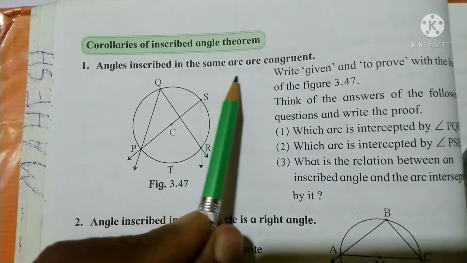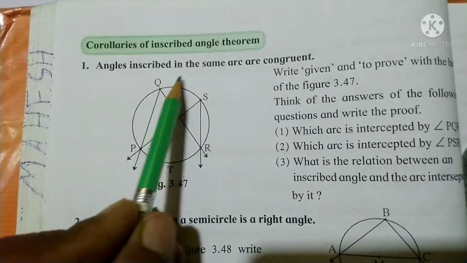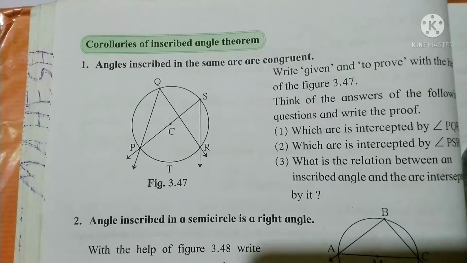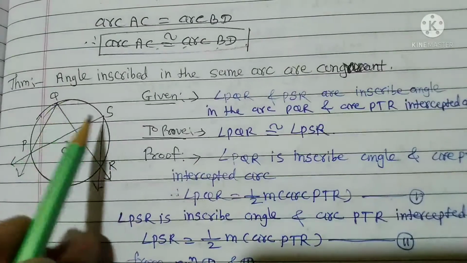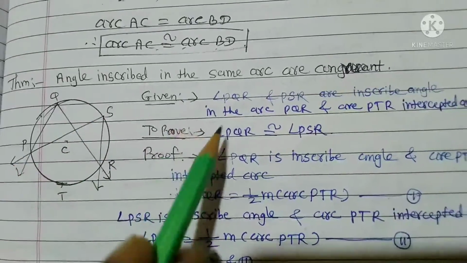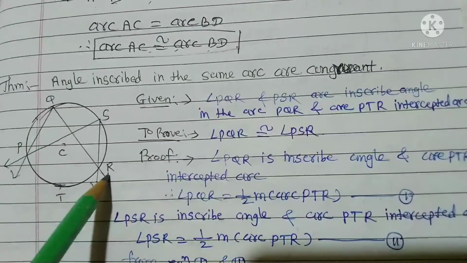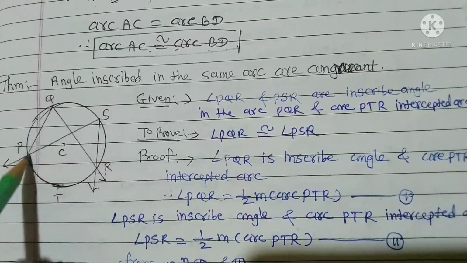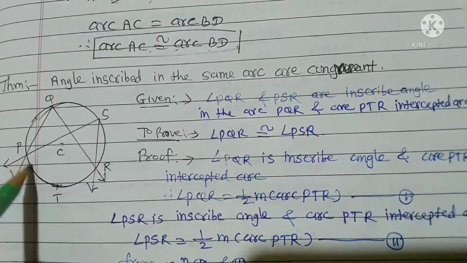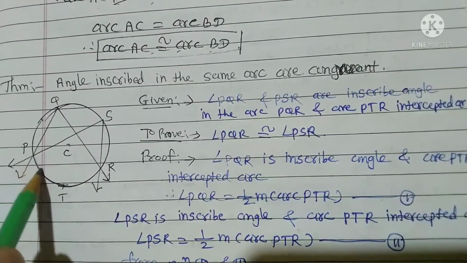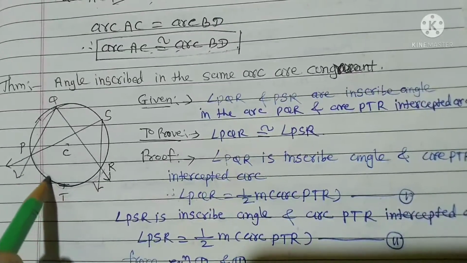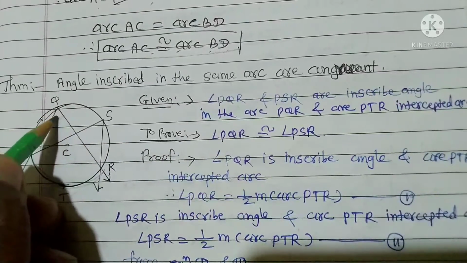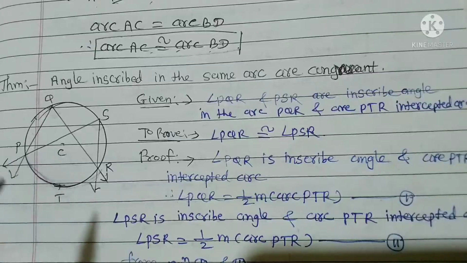Corollaries of the inscribed angle theorem. The first corollary: angles inscribed in the same arc are congruent. So we will draw a diagram and prove this theorem. Given: angle PQR and angle PSR are inscribed angles in the arc PQR, and arc PTR is the intercepted arc. To prove: angle PQR is congruent to angle PSR.